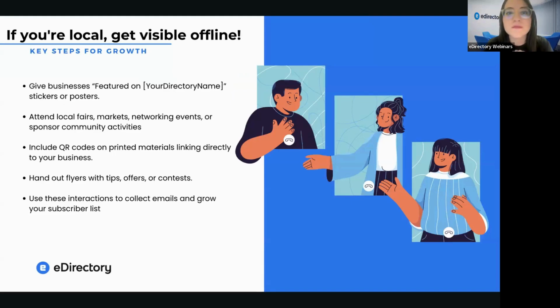If you're local, get visible offline. This is a bit more specific, but if you have a local guide, especially if it's a small town, but if it's a big town it also works, try to get visible in person. Give businesses some stickers or posters or flyers. Try and make your brand known where you live, in your city, for tourists and for locals too. Word-of-mouth marketing is super important. So make sure you are known in the city that you are working for.